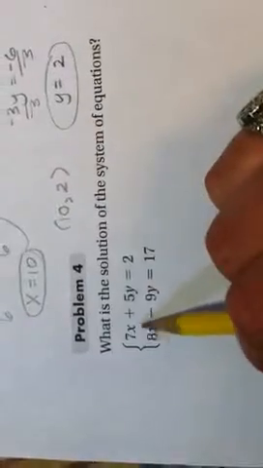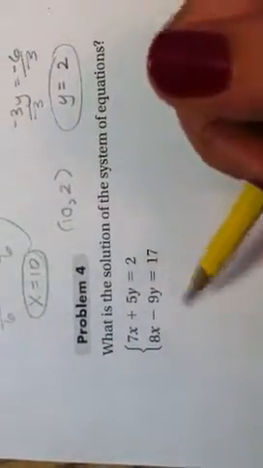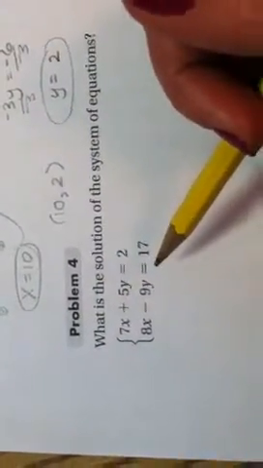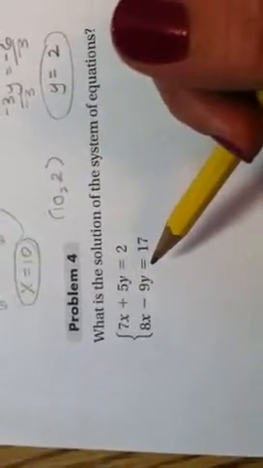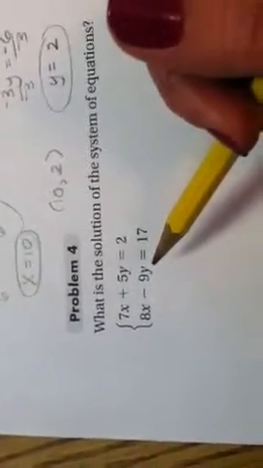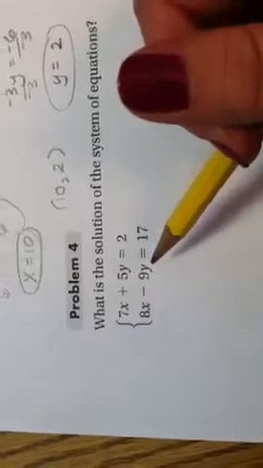And in this one, we notice that neither of these, when we add them together right off the bat, is going to cancel out. So we're going to have to do a few little manipulations here. I'm going to go ahead and choose to eliminate my y values.